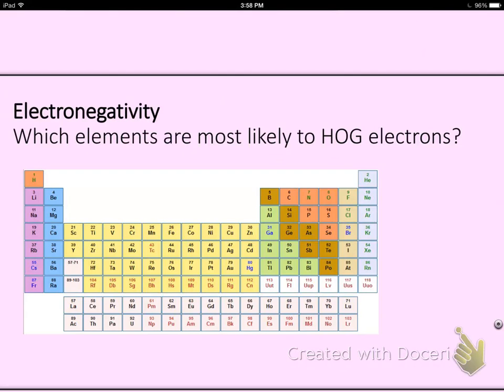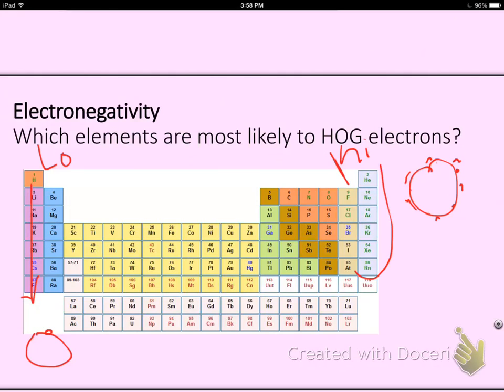Okay. So let's think about which elements are most likely to hog electrons. So here, if I look at group 1, they have one valence electron. Are they trying to gain electrons? No, they are not. So they're going to be low in electronegativity. If I think about fluorine, chlorine, and bromine, they have 7. 1, 2, 3, 4, 5, 6, 7. Not quite on the line, but they have 7 valence electrons. They want another electron very much so. So they are going to be high in electronegativity.